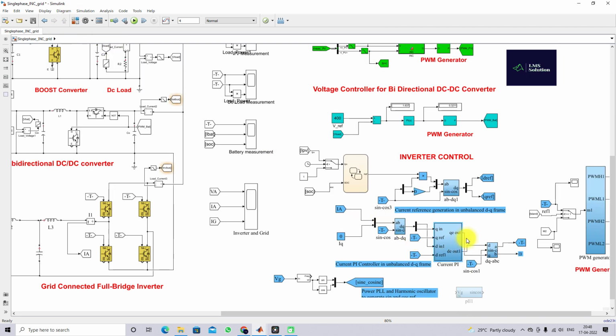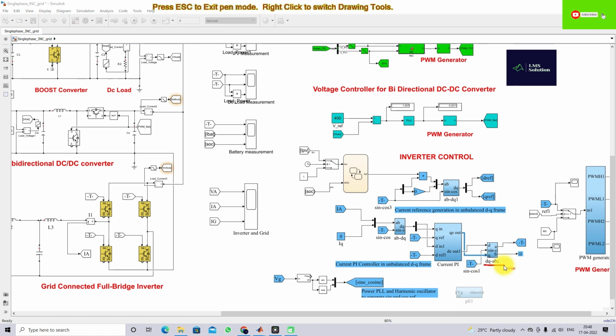This current PI controller will generate the control voltage in the form of d and q axis, so that it is converted from dq to abc form. So it will generate the modulating signal. That means here we convert dq to abc, and we have to take only the a quantity. This a quantity is nothing but the modulating signal. This modulating signal is used to control the inverter during grid connected mode.